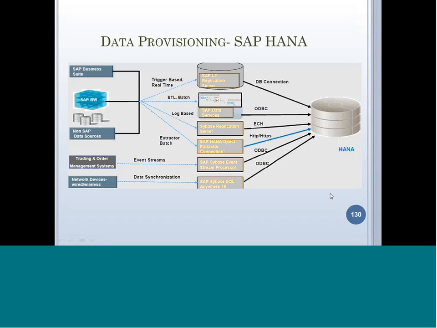So these are all the different mechanisms and ways of loading into SAP HANA currently in real time. You have to understand that in real time, the data has to be loaded from the SAP ECC system into SAP HANA, and the SAP BW system and data sources, everything has to be extracted and loaded into SAP HANA using different methods. This is where the data provisioning of SAP HANA comes into the picture.